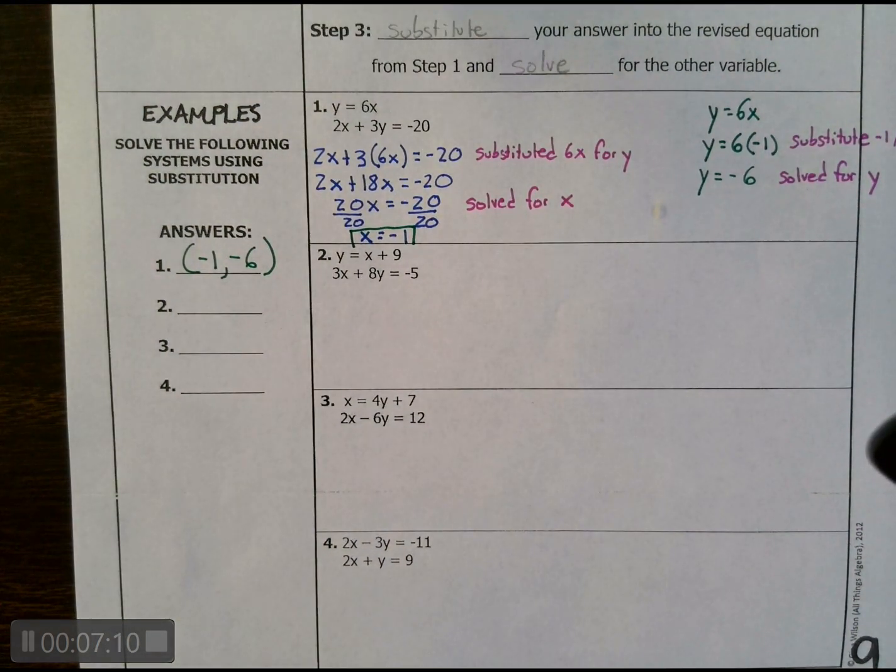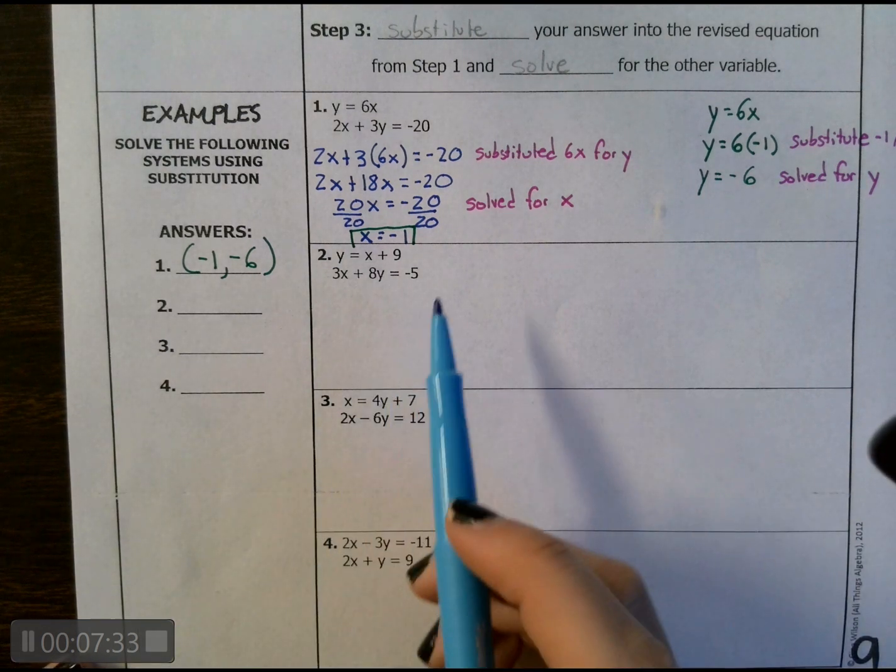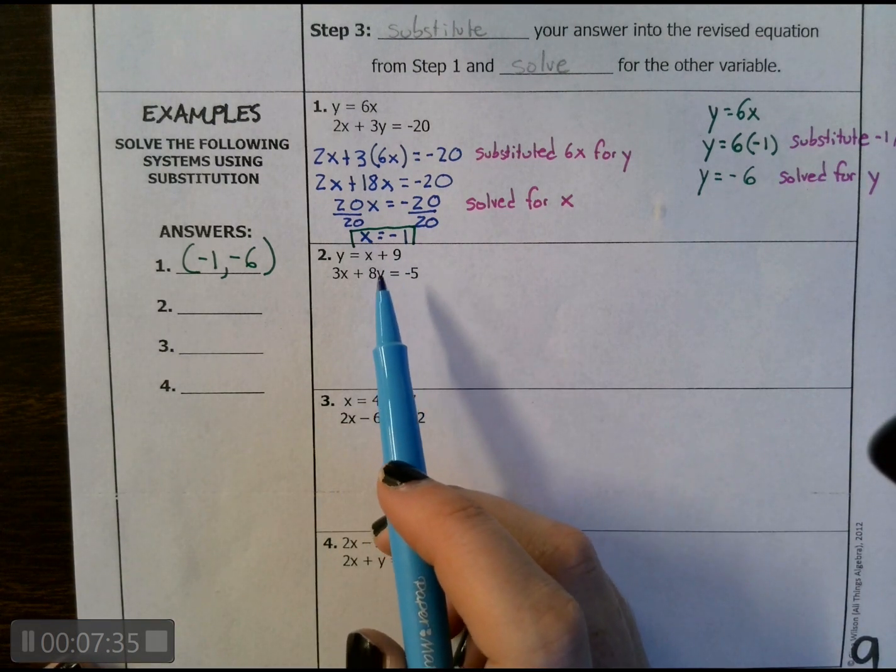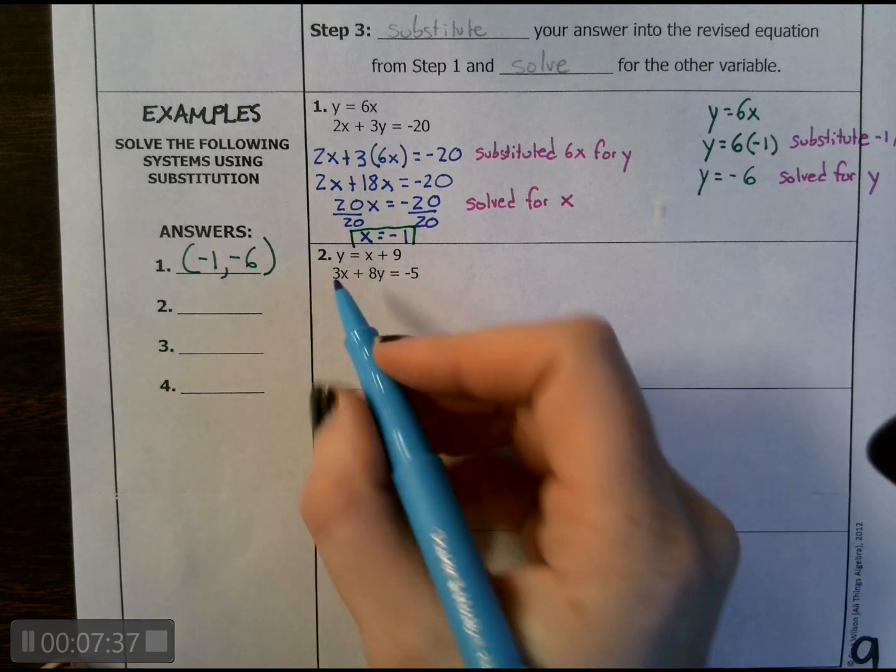Okay. This time we have y equals x plus 9, and we have 3x plus 8y equals -5. Do I have an x equals or a y equals somewhere? Why, yes, I do. Excellent. We have y equals x plus 9, so we can go ahead and skip step 1. But now we need to do step 2, which is substitute. So we're going to substitute this x plus 9 everywhere we see a y.